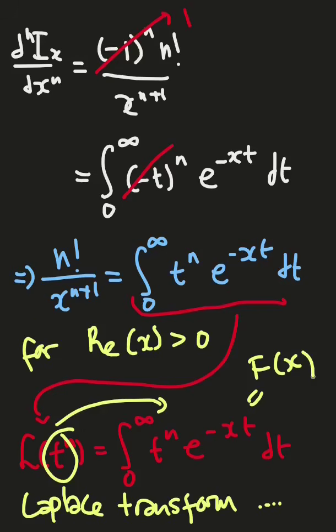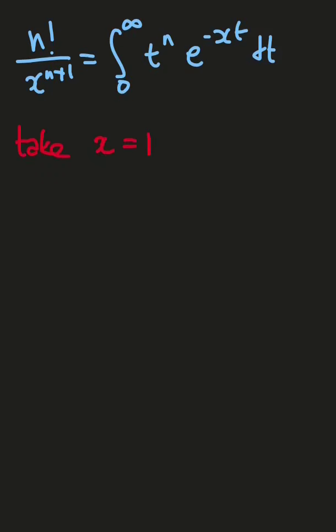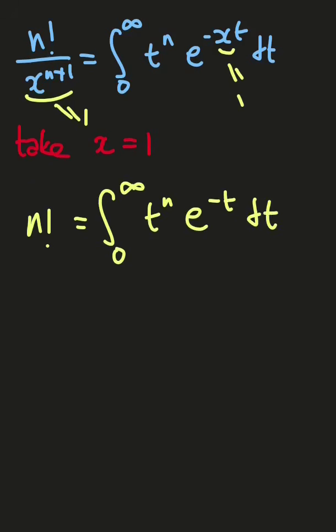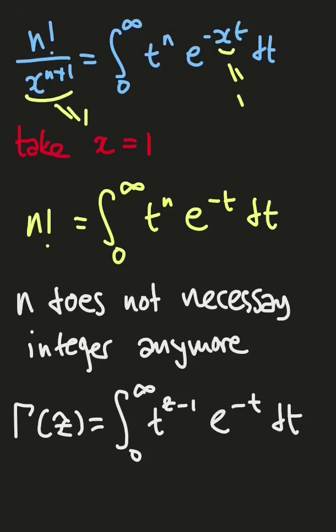But now, let's focus on this blue in yellow. If we take x equals 1, then we will have this part equals 1 to the power of n plus 1, and here we have x equals 1, so it only has minus t. So the final form of result form and integral form will become this. And guess what? Here n doesn't need to be an integer anymore. So we can define the gamma capital function with input z equal to this integral, and by the result before it is equal to z minus 1 factorial.